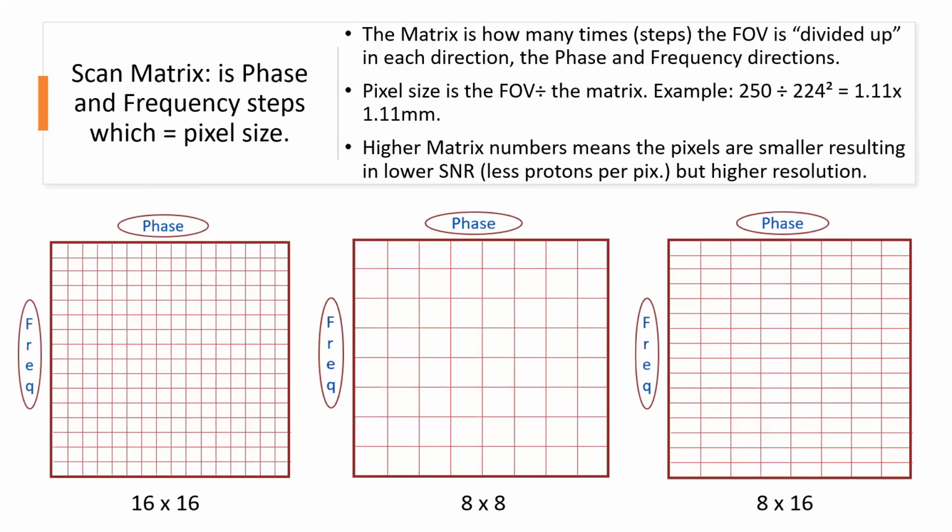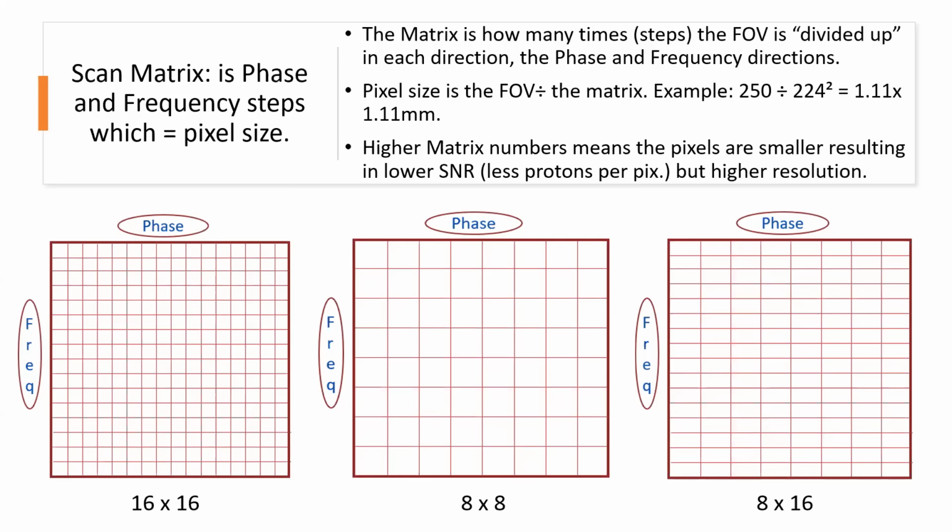So here's an example of 3 different fields of view with 3 different matrices. Which one is going to have the higher resolution? Well, hopefully you said the 16 by 16 because you are going to have smaller pixels. The one in the middle, you're going to have higher signal to noise, but less resolution. And over on the far end, you would have to do some math to find your signal to noise. The scanner would do the math for you. But I threw in that 8 by 16 for a particular reason. We're going to talk about that in a minute.